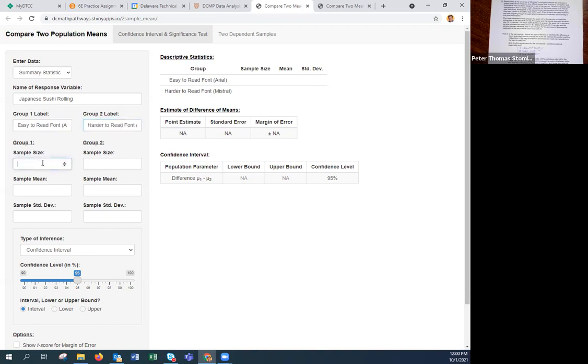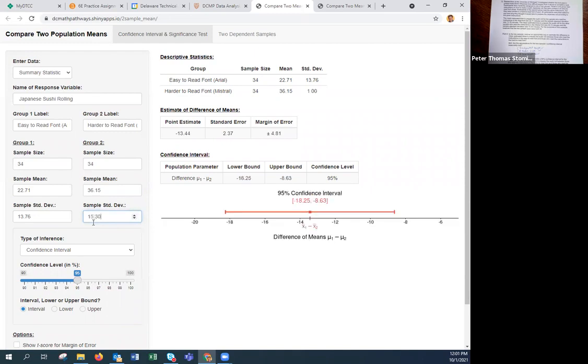Okay. And then you have to type in your summary statistics. So here's group 1 summary statistics. Here's group 2 summary statistics. Both had a sample size of 34. Sample mean: for the Arial, you have to go back to your information. This was 22.71 minutes, and the sample standard deviation was 13.76 minutes. For the Mistral, the average time to perform rolling the sushi roll was 36.15 minutes, and a standard deviation of 15.3 minutes.